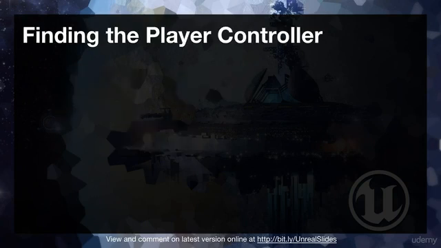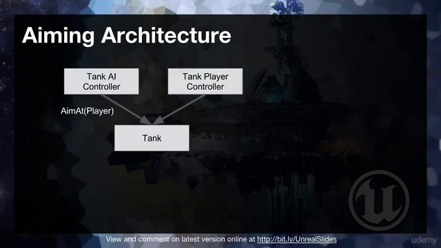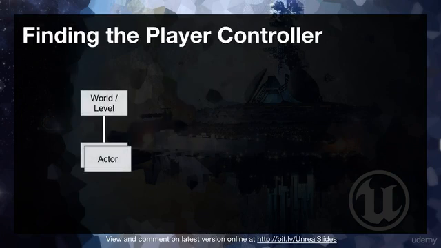Firstly, we need to understand how we're going to find the player controller. That is, the tank on this diagram on the left at the top, an AI tank, needs to find the player tank. And in this case, there's only one player tank, but there could be more than one. So let's work it through.